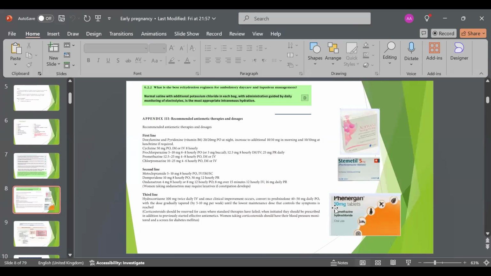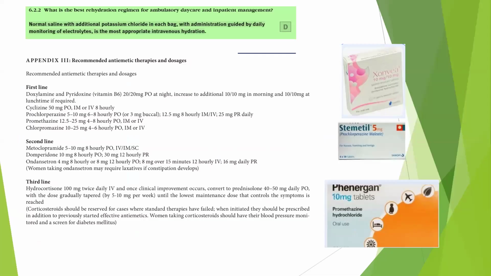Yeah, this is the new class of anti-emetic which is present in the new guideline, which includes new drugs called doxylamine and pyridoxine, which is called Xonvea in the pharmacy, on the trade name Xonvea. This contains doxylamine and pyridoxine. This one is newly added in the new guideline. All the remaining is the same.